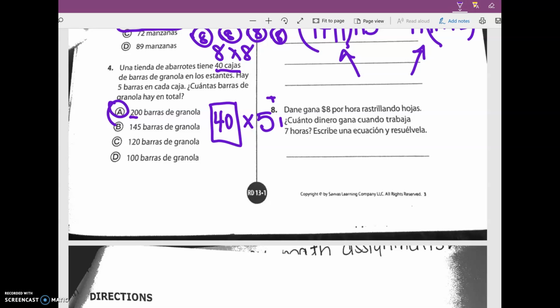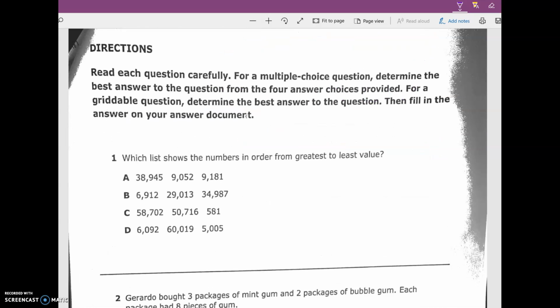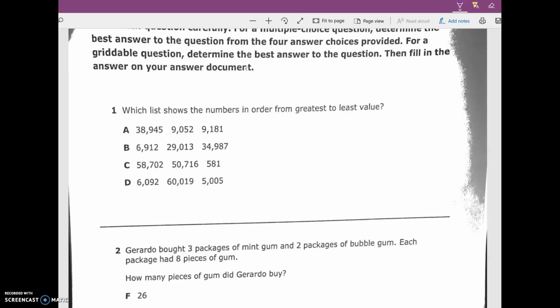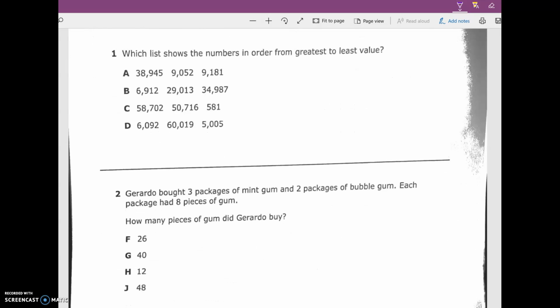Tenemos, Dane gana $8 por hora rastreando hojas. ¿Cuánto dinero gana cuando trabaja 7 horas? Así que $8 por 7 horas es igual a, you can use your strategies, counting by eighths. Ooh, I think that I found a way to count by, ooh, that's 6. All about them eights, no trouble. Si cuentas 7 veces es $56.